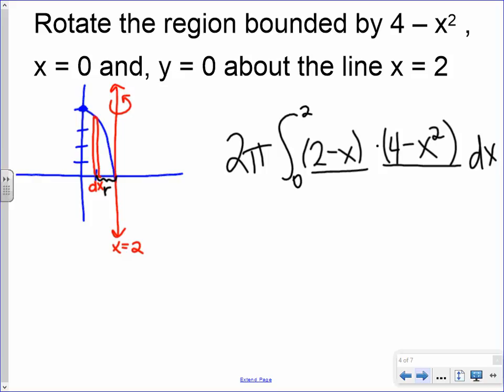Where you at? 40 pi over 3? Do we agree with Logan? Yeah? Okay. Good.